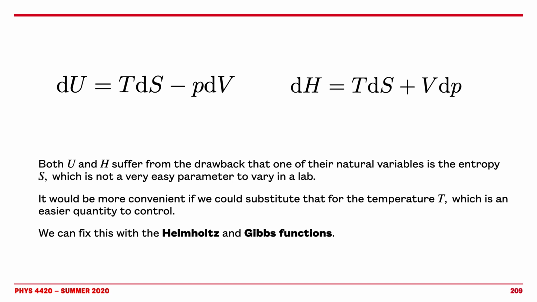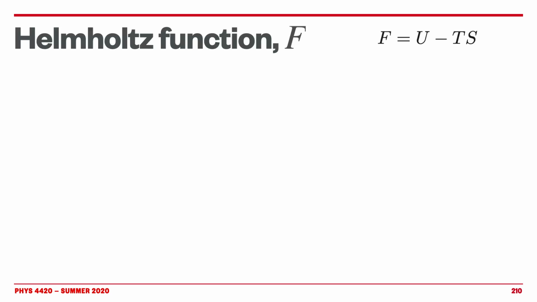So clearly, to do that, if I subtract T times S from U, and I take the differential of U, I'm going to get two terms, minus TdS plus SdT, and of course that's going to get rid of TdS. So let's do that, and this is called the Helmholtz function, and we are going to see in the next few minutes how it's connected to work.